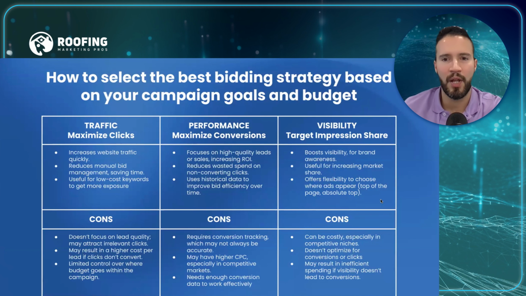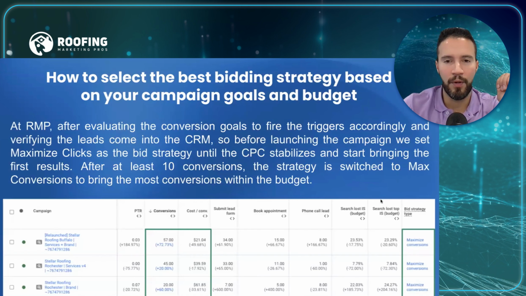And target impression share is something that's more for brand awareness. We typically don't ever use that because, like I said before, one of the core strategies you focus on is having enough volume of people searching for your services in your area. On that section, with the conversion tracking, the fire triggers, like I said before, at least 10 conversions, then you switch to maximize conversions.